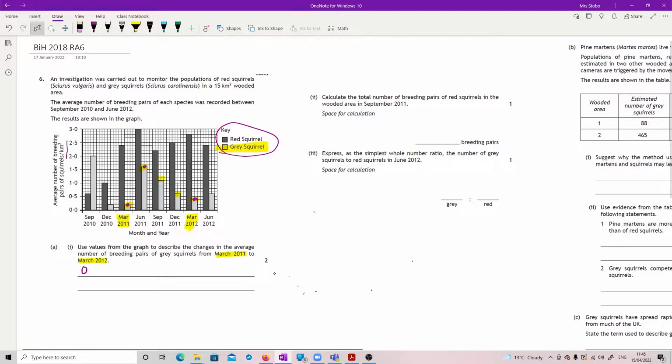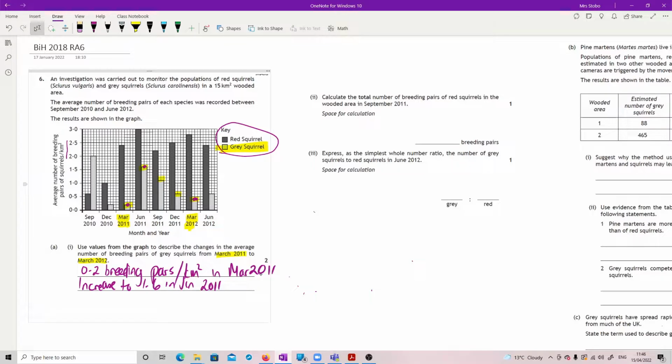So we've got 0.2 breeding pairs per kilometre squared in March 2011, and then it increases to 1.6 in June, and then decreases to 0.4 by March 2012. Okay, treat it exactly like it's a line graph.